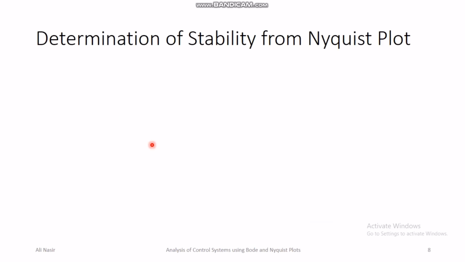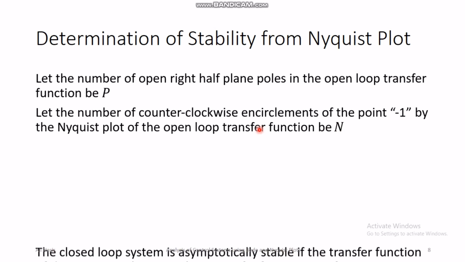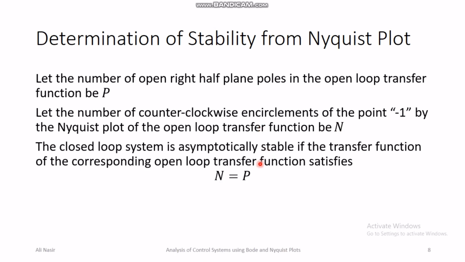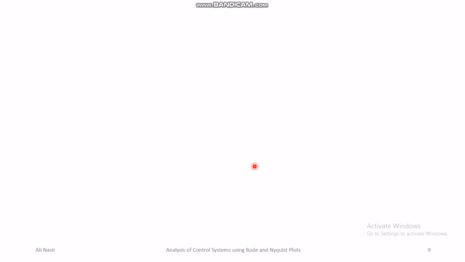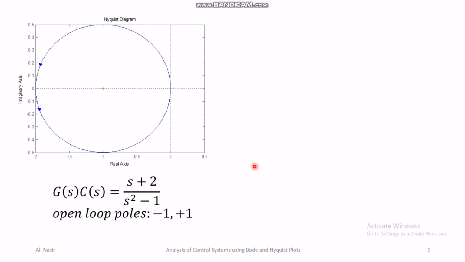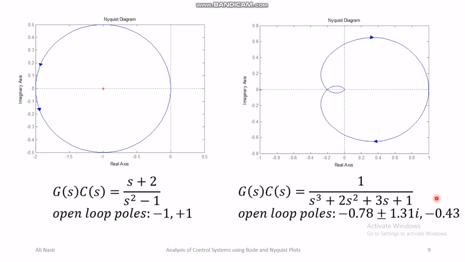And for determination of stability from the Nyquist plot, you count the number of open right half plane poles of the open loop transfer function, you count the number of encirclements of the -1 point by the Nyquist plot of the open loop transfer function, and if these two numbers are equal to each other, then we conclude that the closed loop system is asymptotically stable. Here is an example where we have one open loop right half plane pole and one encirclement, so the closed loop system would be asymptotically stable. Another example where there is no open right half plane pole and no encirclement, so again the closed loop system would be asymptotically stable.